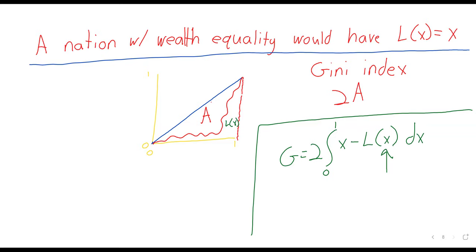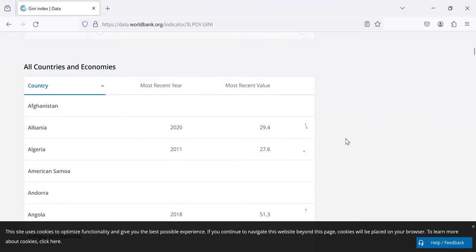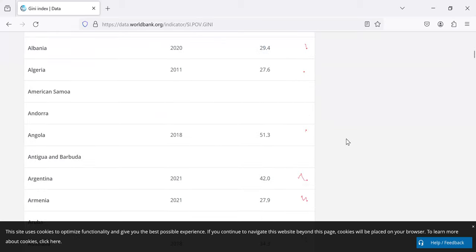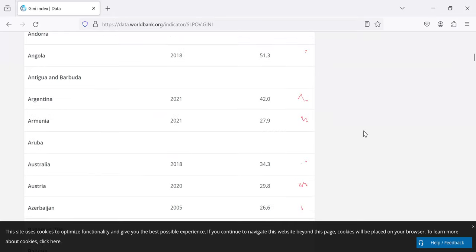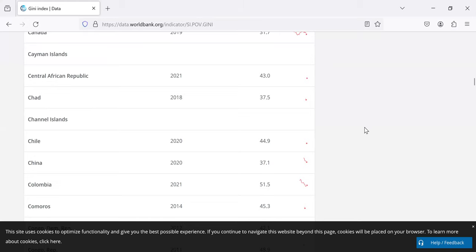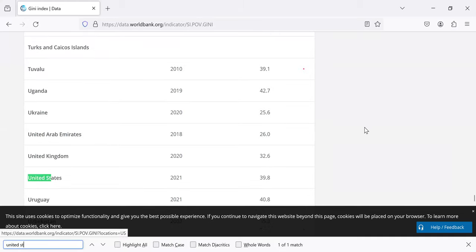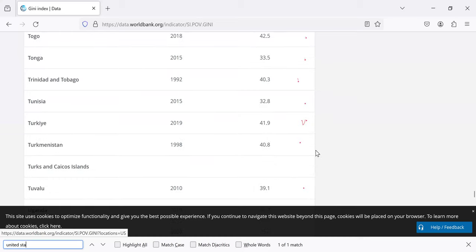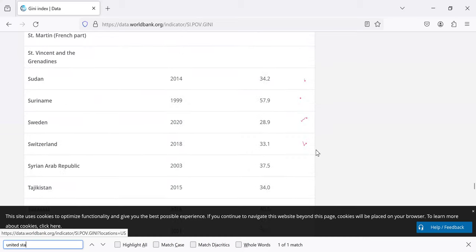So the Gini index is between 0 and 1. You see the World Bank has chosen to multiply that by 100 to get a value between 0 and 100. Here are sample indexes. Let's look at us. A Gini index of about 39.8%. So could be better, could be worse.